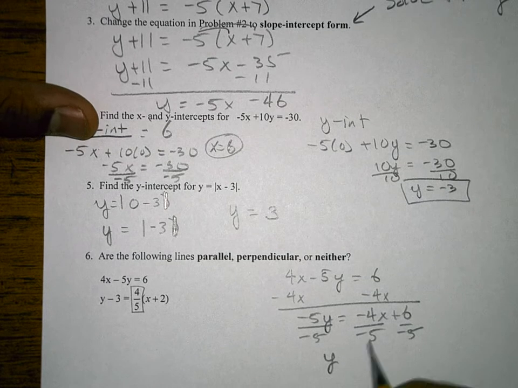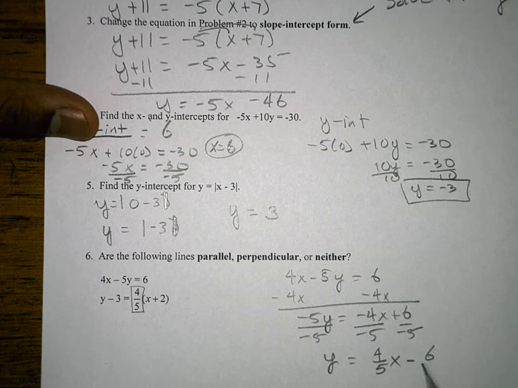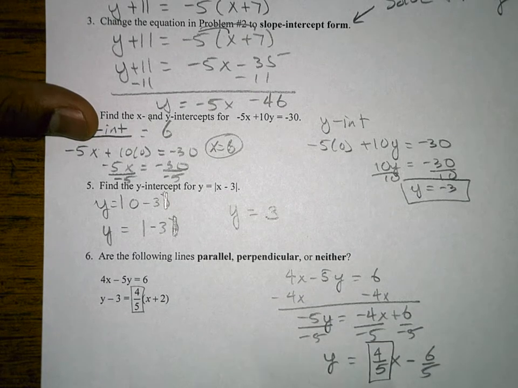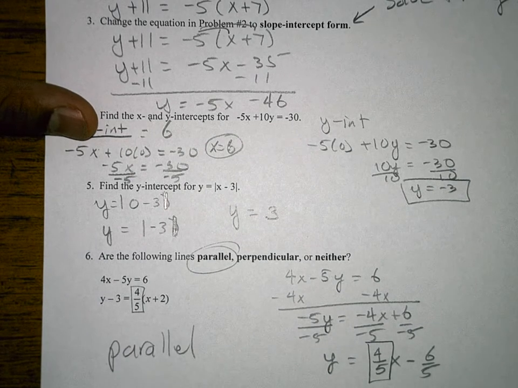So y equals a negative divided by a negative is a positive, or I can think of reducing negative 1s, minus 6 over 5. So I'm only concerned about the slopes. And they're the same. If the slopes are the same, they are parallel.